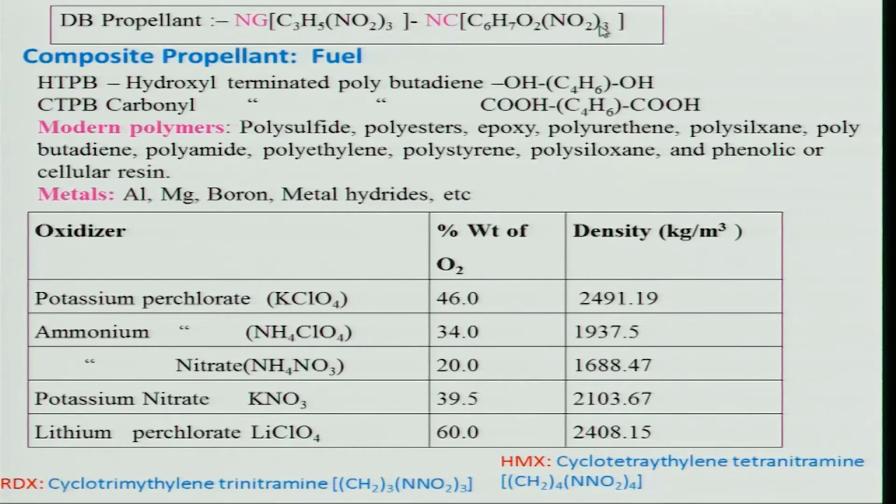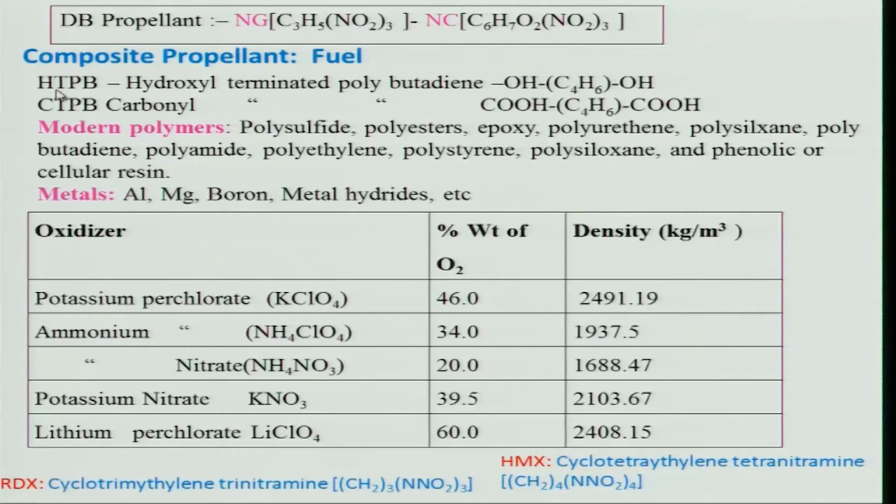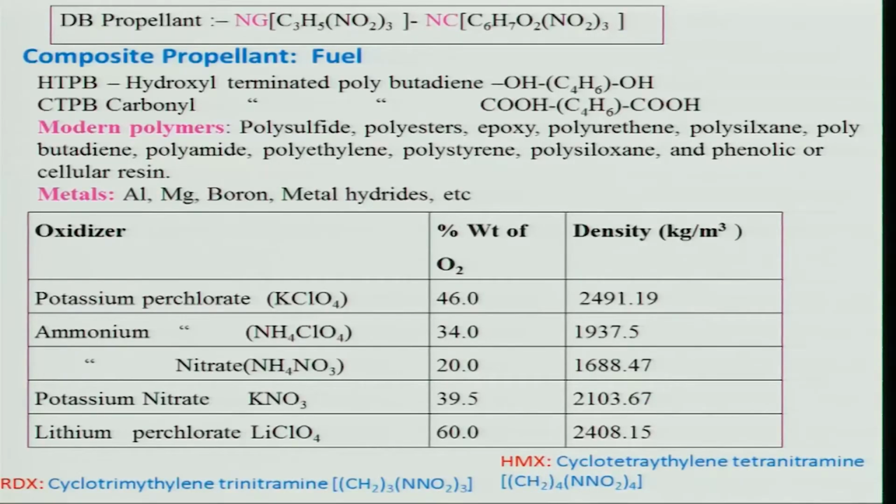There are composite propellants, like composite propellant is basically it can be fuel, it can be oxidizer, right, it is heterogeneous in nature. The one being used is HTPB, which is being used in India, like hydroxyl terminated polybutadiene, right, and CTPB, which is similar in nature, is basically a polymer kind of thing, carboxyl terminated polybutadiene, right.